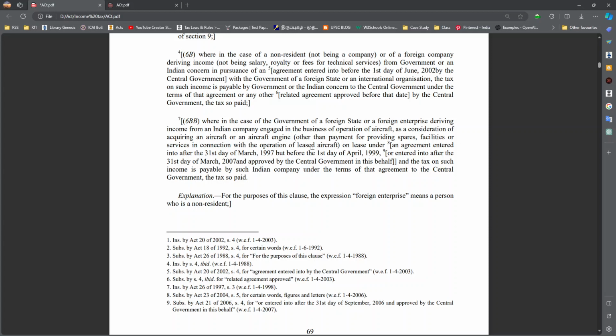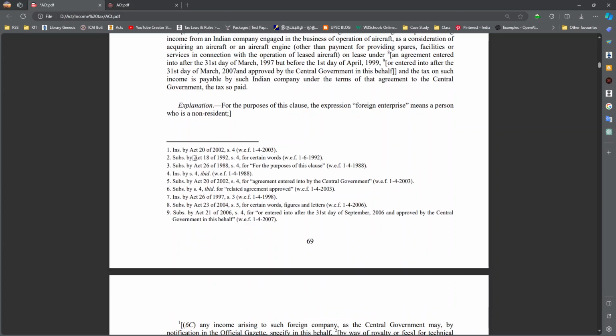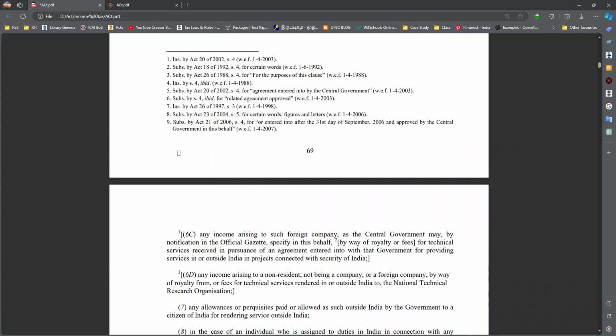So they are acquiring aircraft and aircraft engines, other than payment for providing spares, facilitation service, in connection with the operation of leased aircraft or a lease agreement. The agreement entered into on or after 31st March 1997 but before 1st April 2007, approved by the central government on its behalf. Tax on such income is payable by such Indian company under the terms of the agreement with the central government, so tax payable also. Okay. For this purpose, under the agreement clause, foreign enterprise means a person who is non-resident.